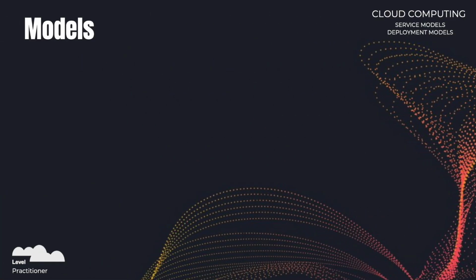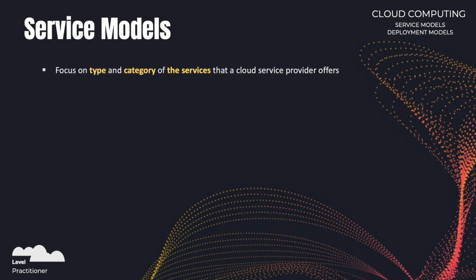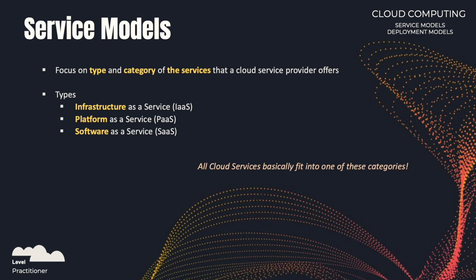The first term is cloud computing service models, and the second one is cloud computing deployment models. Let's start with service models. Cloud computing service models focus on the type and category of the services that a cloud service provider offers. They are divided into three main types: infrastructure as a service, or IaaS, platform as a service, or PaaS, and software as a service, or SaaS.